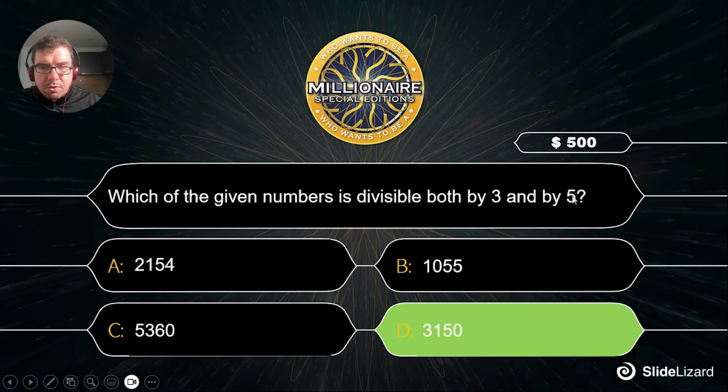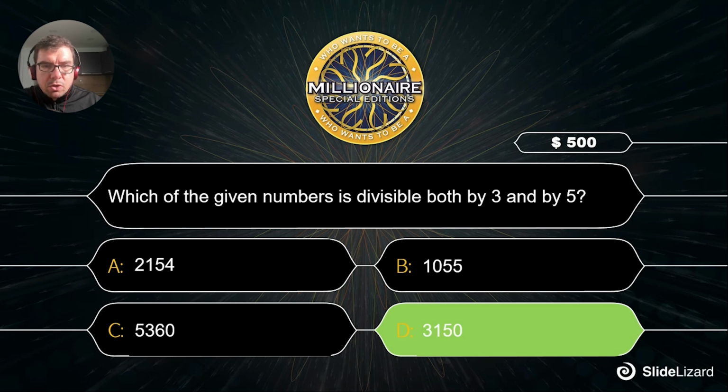First, by 5, because it's easier. The number has to end either by 0 or by 5. So we immediately exclude the first one, A. Obviously it doesn't end with a 0 or a 5. B, C, and D are possible candidates for being divisible by 5 without a remainder, but then we need also the number to be divisible by 3.